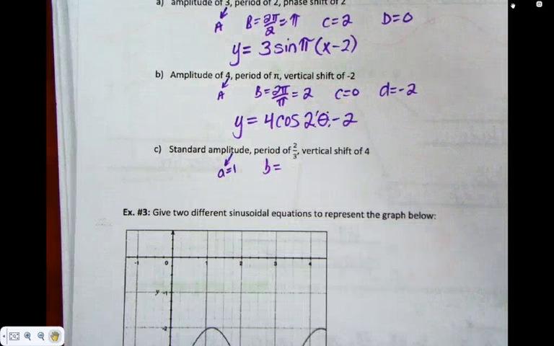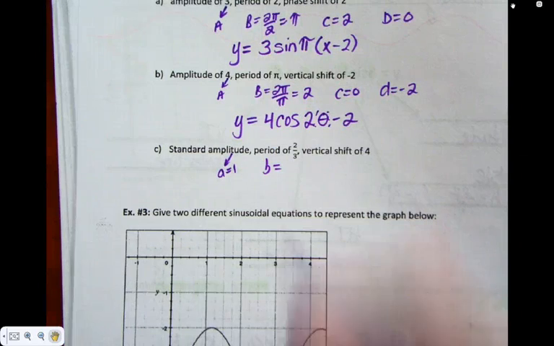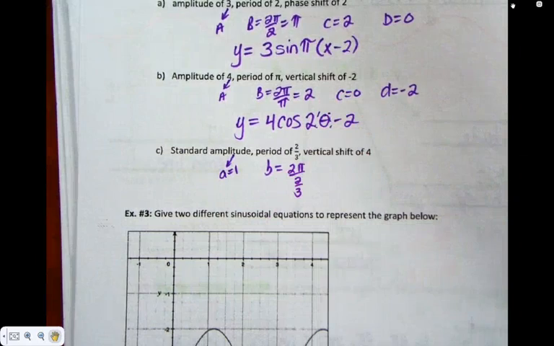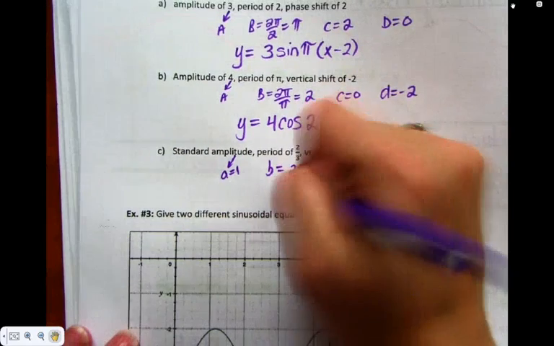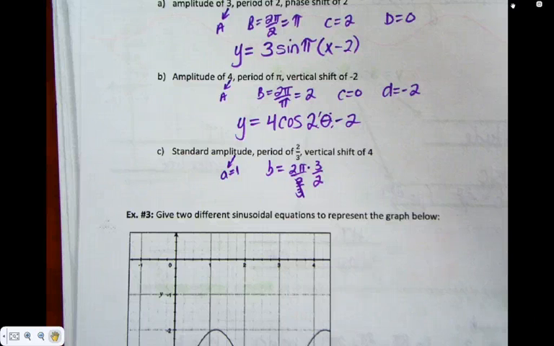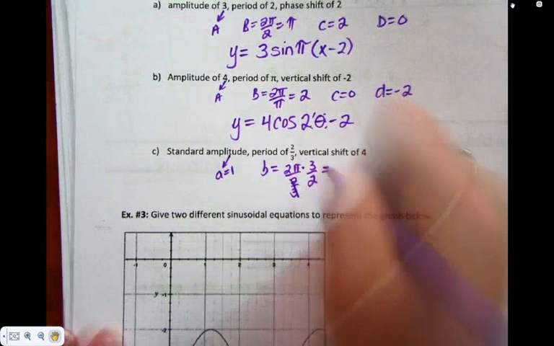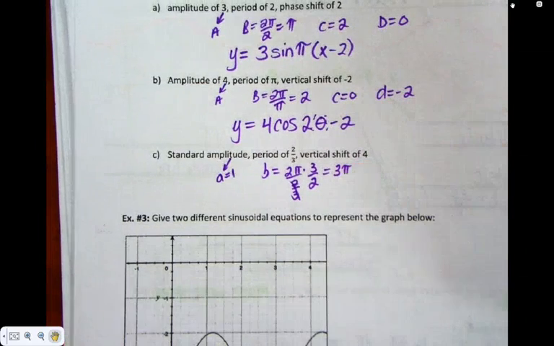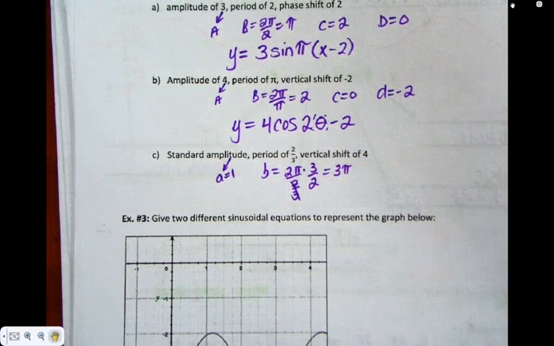B is not 2/3, and that's what your brain is going to want to do is just take that and make it the b value, but it's not. It's 2 pi divided by 2/3. That's 2 pi times 3/2. It definitely is 2 pi times 3/2. That gives 3 pi. Where did the 2's go? They're going to cancel because we're going to have 6 pi on 2 and then reduce it to 3 pi.